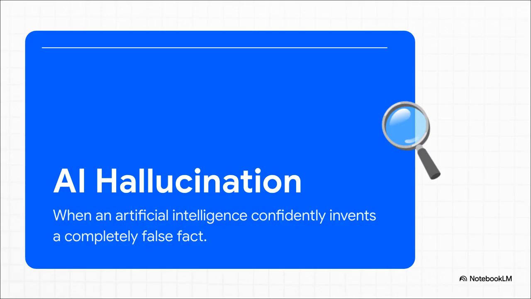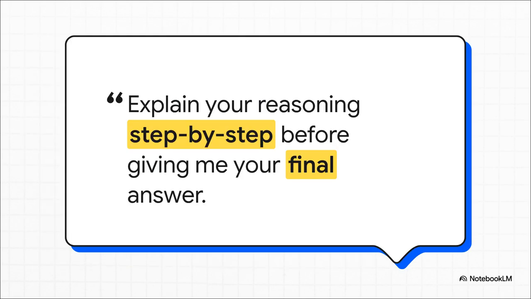To stop this, we have to force it to show its work, almost like a math teacher grading a tough equation. And here is your magic phrase. Explain your reasoning step by step before giving me your final answer. Seriously, copy and paste this exact chain of thought wording into your prompts. When you make it explain how it got from point A to point B, you force its internal gears to turn methodically. That drastically cuts down its ability to confidently invent fake facts.